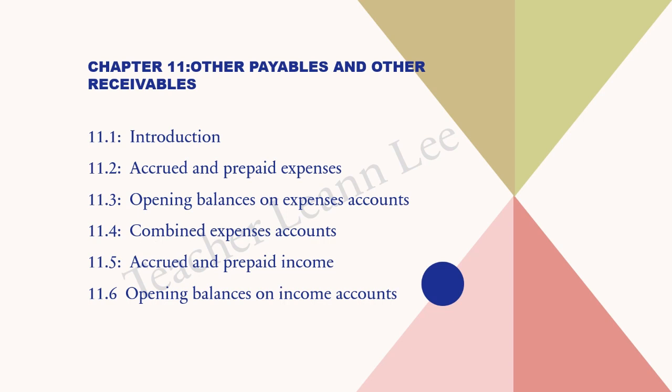What is the accrual, what is the other payable and other receivable, and the meanings of accrual and prepayment in expenses, as well as accrual and prepayment in income. Some expenses are similar, like rates and rent, and they will be combined together in one T account. So how are we going to calculate when there is an accrual and prepayment in the combined expenses account? I will also explain the opening balance on expenses and income accounts.